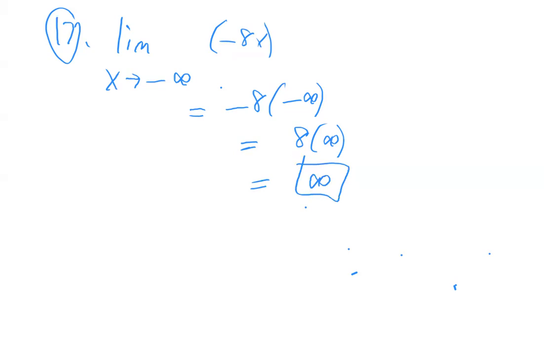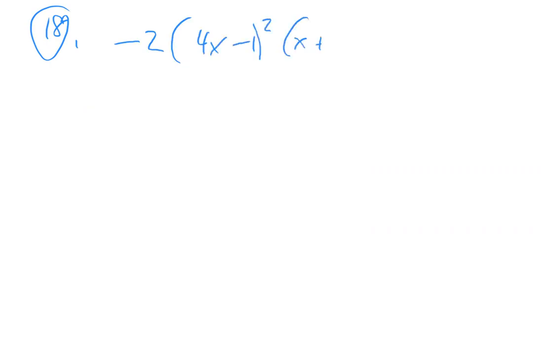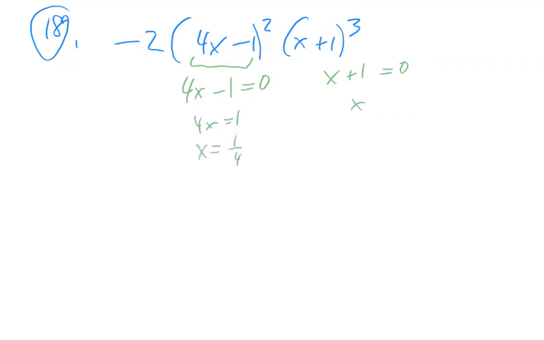Now let's try problem number 18. So I really like problems like this. Problem 18 says negative 2 times (4x minus 1) squared times (x plus 1) cubed. Okay, so first of all, let's look at the insides of those factors. If I take 4x minus 1 equal to 0, and if I take x plus 1 equal to 0, if I solve this, I'll get 4x equals 1, and then x equals 1/4. If I solve this, I'll get x equals negative 1.